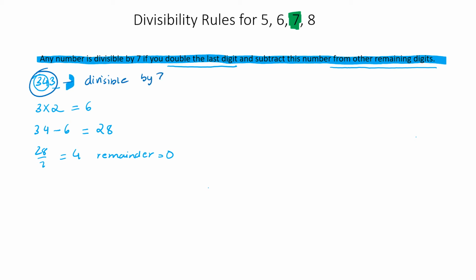Now let's try out another example. Let's take 132. Once again, let's just follow the rule. So double the last digit. In this case, our last digit is 2. 2 times 2 is 4. And subtract it from the other remaining digits, which would be 13 minus 4, which gives us 9. 9 divided by 7 gives us a quotient of 1 with a remainder of 2.